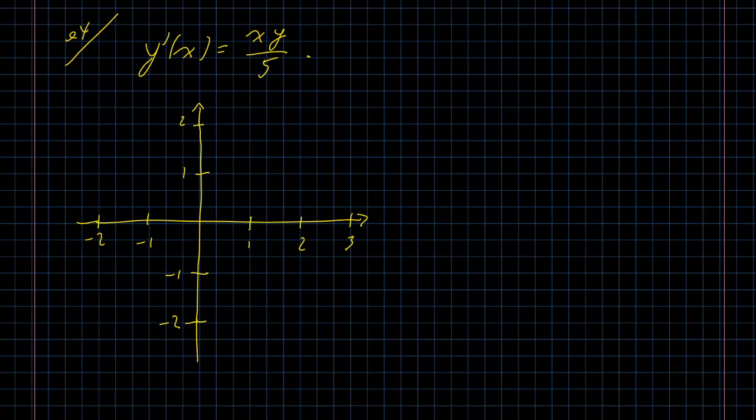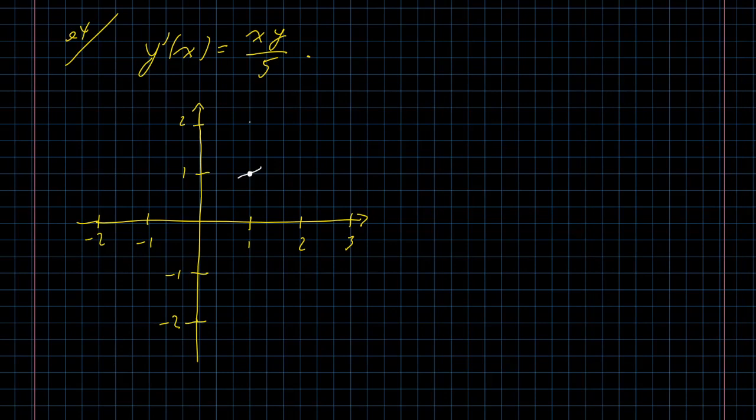And what I'm going to do is simply pick points and plug them into this differential equation. So let's start right here at the point 1, 1. If I plug in x equals 1 and y equals 1, I get 1/5. And at that point, I'm going to draw a relatively small line with a slope of about 1/5.